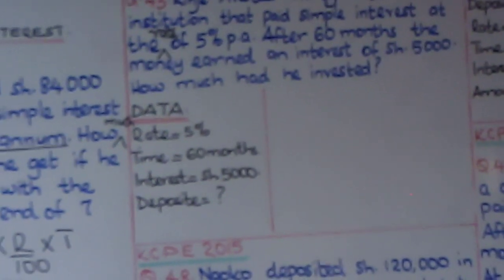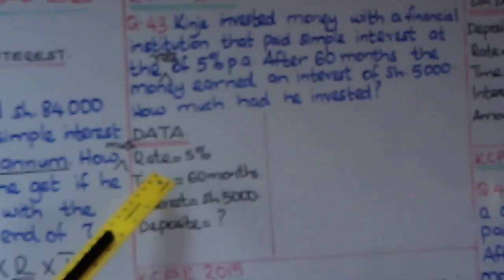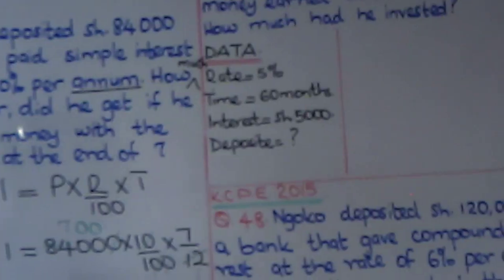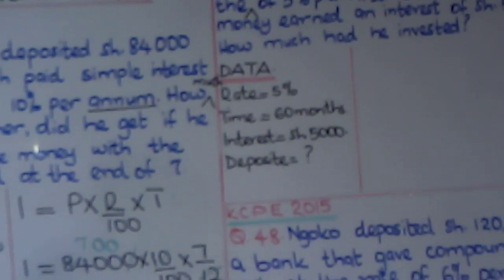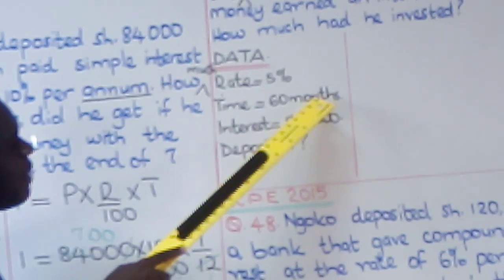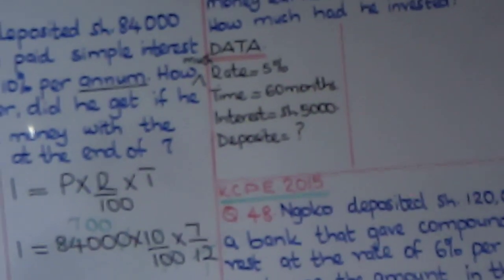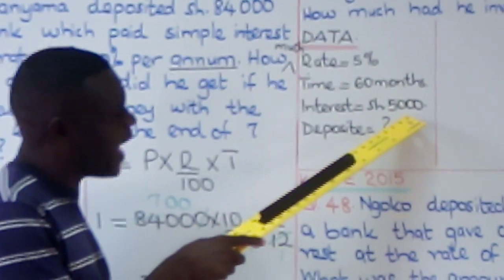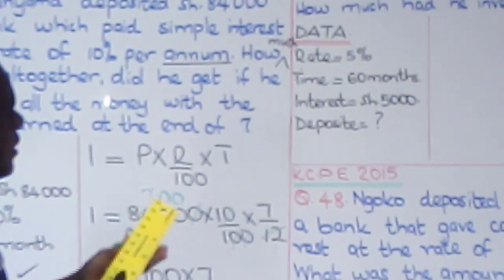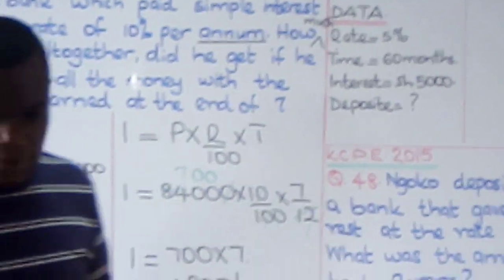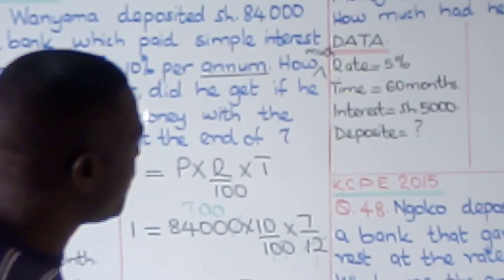Again, boys and girls, we've collected data. We've been given the rate, which is 5%. What else have we been given? Time, 60 months. What else have we been given? Interest, 5,000 shillings. Now, we want to know the deposit.